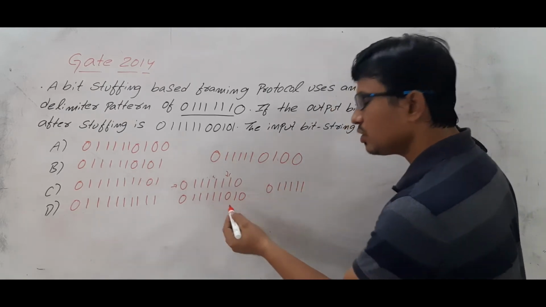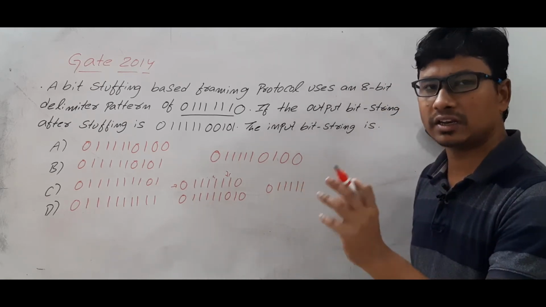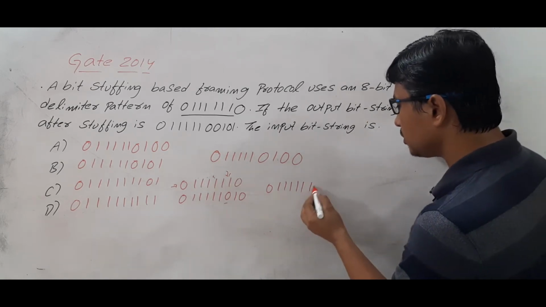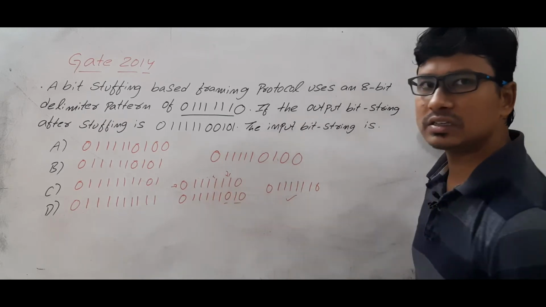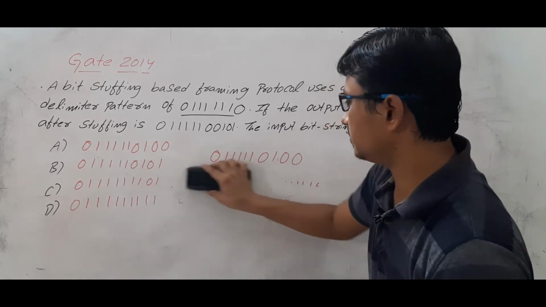If he sees a 0 here, then he will understand that it was kept to avoid the 6-bit end delimiter pattern. So he will neglect that 0 and receive the remaining bits. So the receiver is receiving what the sender has sent. Now we will solve the question.